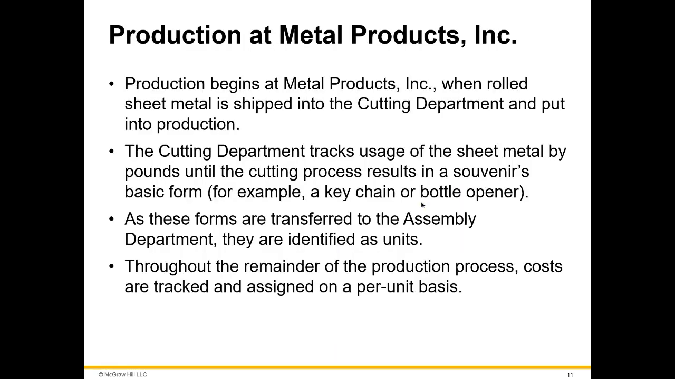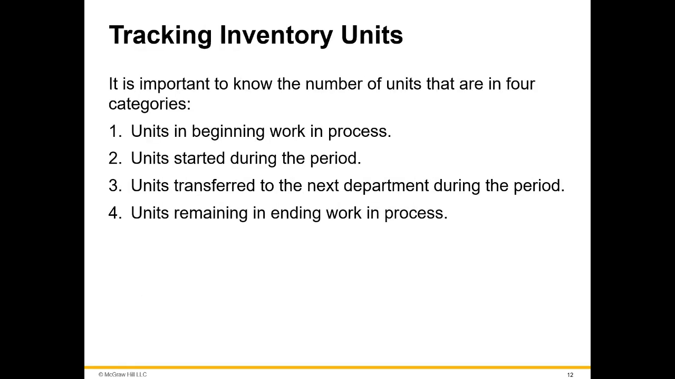Production begins by shipping rolled sheet metal to the cutting department. Then the cutting department tracks usage of how much sheet metal they used. And then these particular forms that are created are transferred to the assembly department. Throughout the remainder of the process, costs are tracked and assigned on a per unit basis.